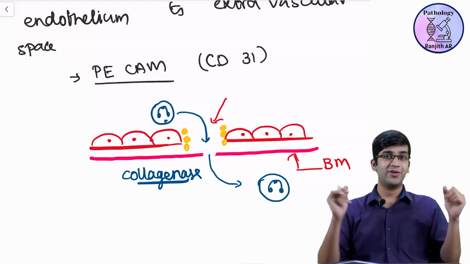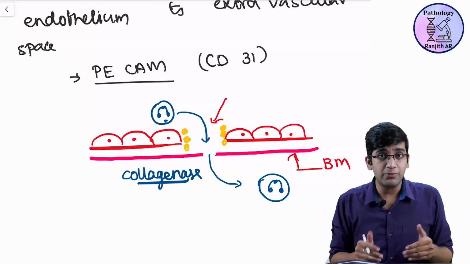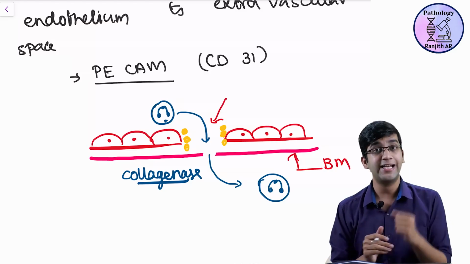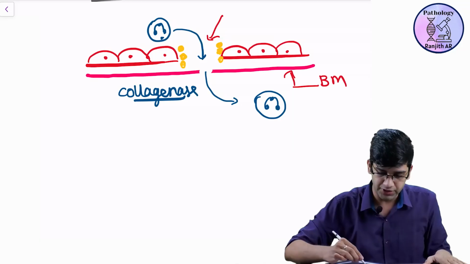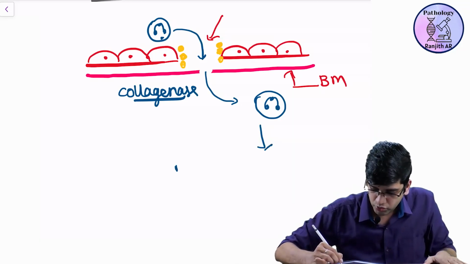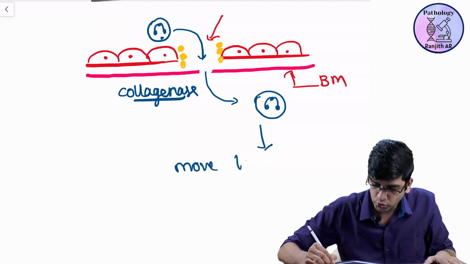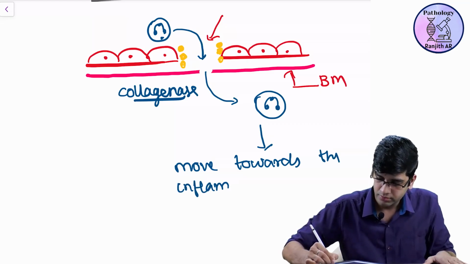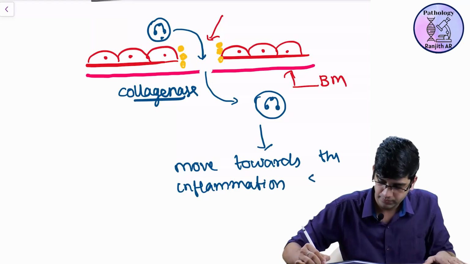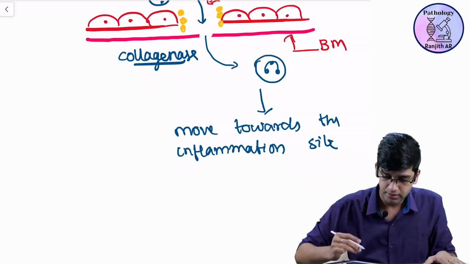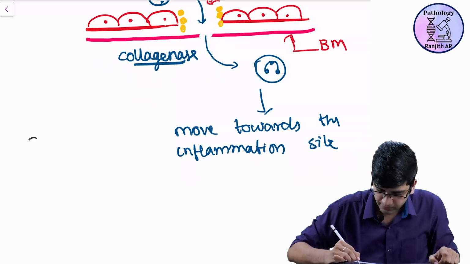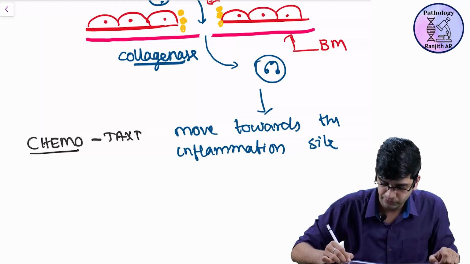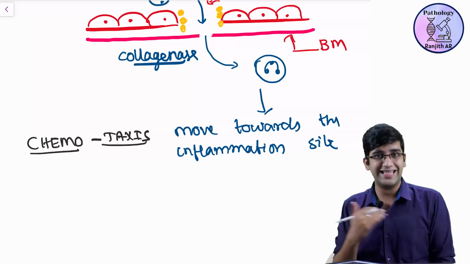Now I'm free. I'm feeling very happy. I've come outside. I need to go to the site of inflammation. That's my next role. So next step is going to move towards the inflammation site, using chemical signals. That's why I'm going to call it chemo. Since I'm using chemical signals, taxis is movement. Chemotaxis is movement. That's my next step.